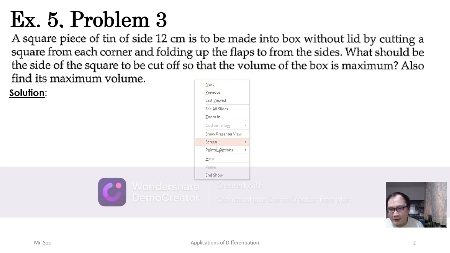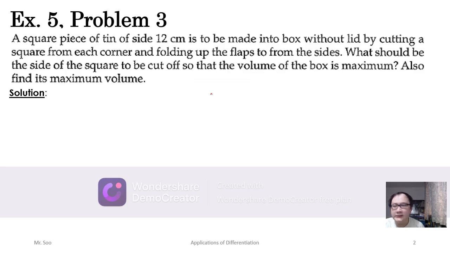Because it's a word problem, as I mentioned before, it will be good to take note of the keywords. The first thing you should take note of is that this 12 cm is actually the side. Take note that this is a square, which means all sides are congruent: the top, bottom, and the two sides. The second keyword is this statement: cutting a square from each corner and folding up the flaps to form the sides.